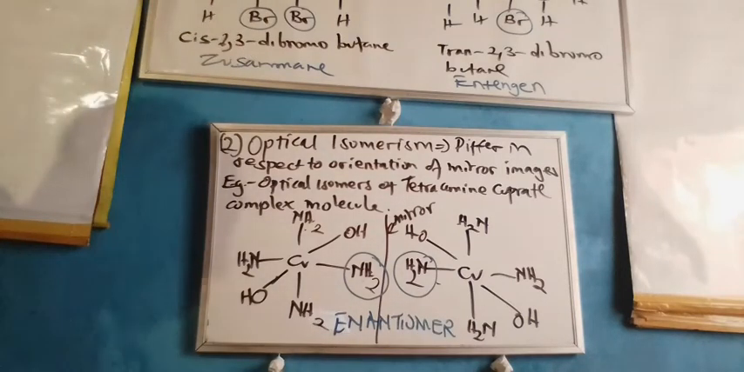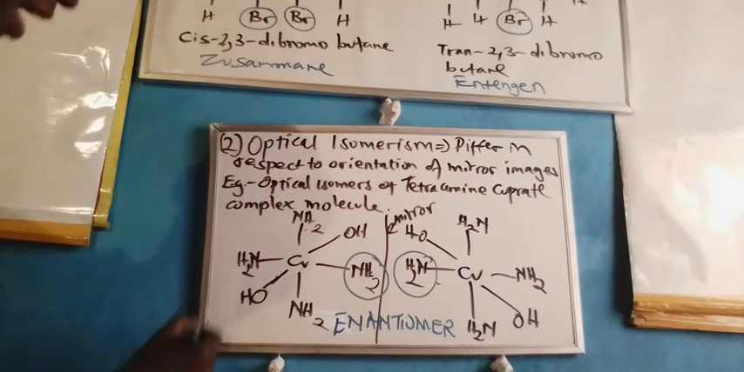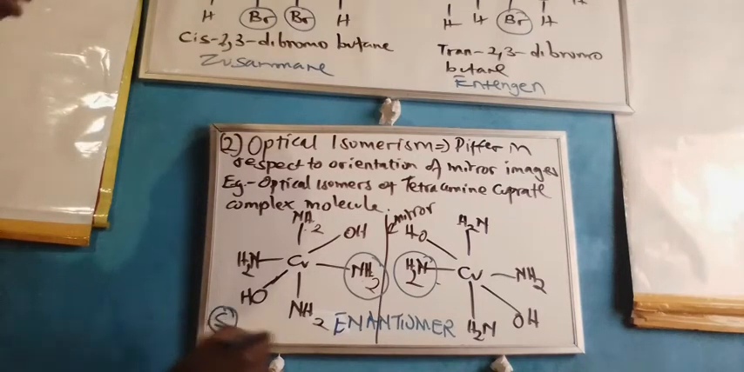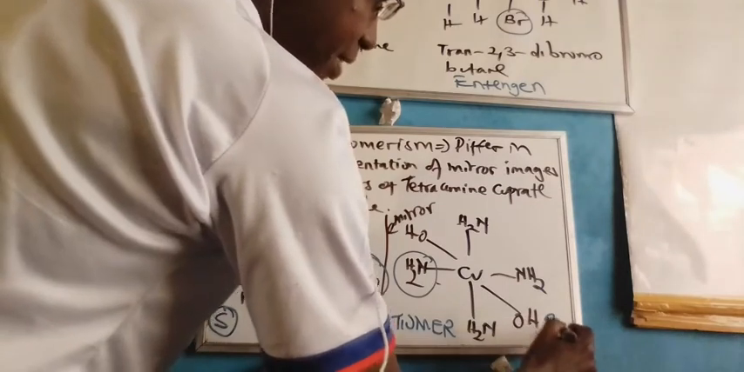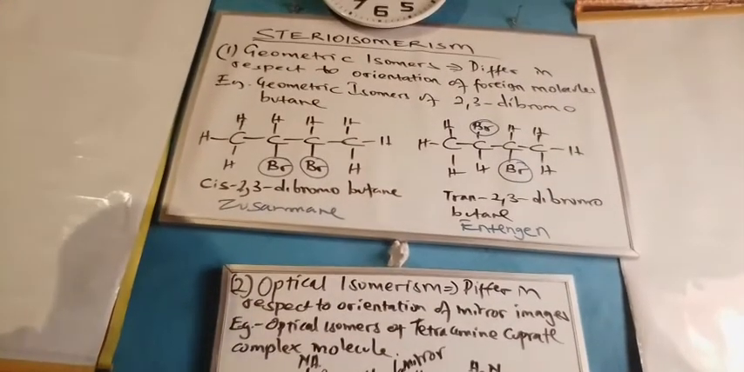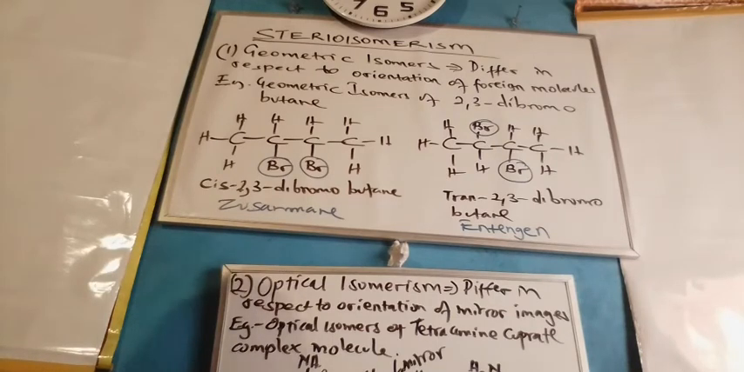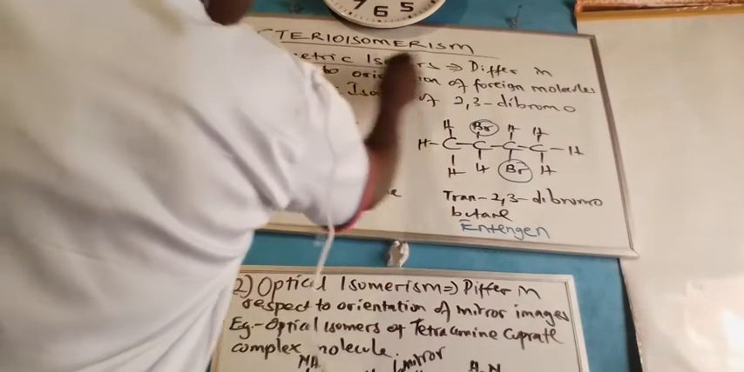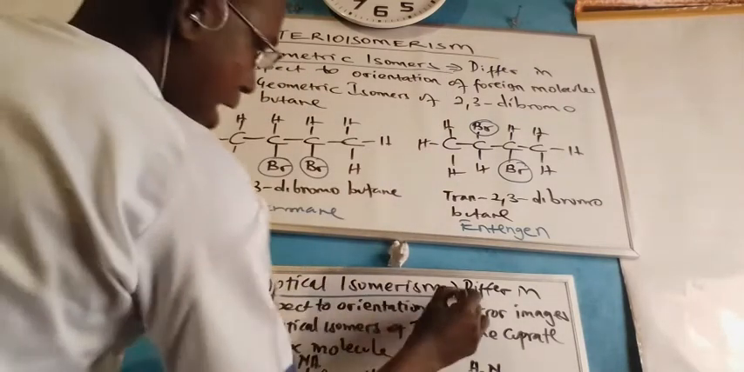Now, enantiomers are of 2 main forms. We have the sinister or the S enantiomer and the rectus or the R enantiomer. The sinister is on the left-hand side and the rectus on the right-hand side. This is a clear display of what we are calling optical isomerism. What then have we studied here? In this section, we have looked at what is known as stereoisomerism. And we have seen that in stereoisomerism, there are 2 forms of isomers, namely geometric isomers and optical isomers.